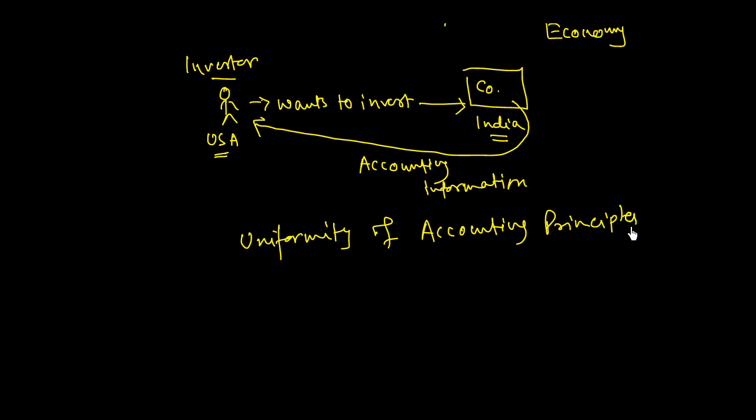Thus, there is a need of uniformity of accounting principles so that the data produced by the accounting system can be used worldwide. If the accounting principles followed by every country are more or less similar or uniform, then people of any country can use or interpret the financial data produced by any other country. In the practical scenario, however, 100% uniformity has not been achieved.